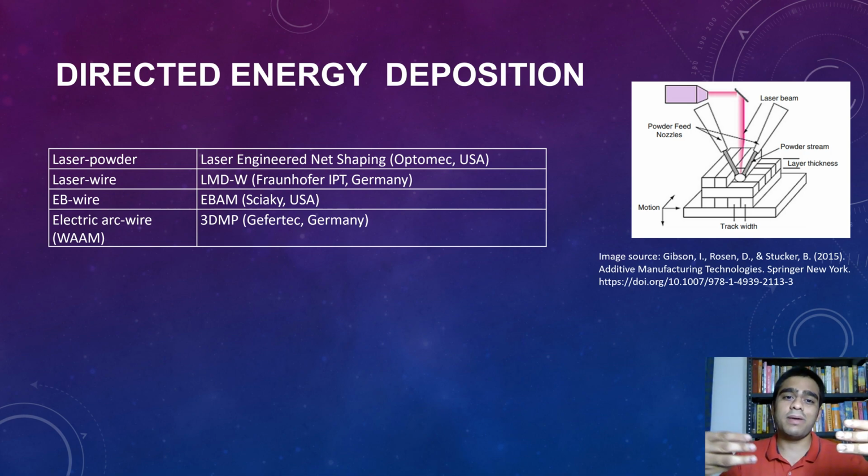Now how is my metal being input? Is my metal input in the form of powder, or is my metal input in the form of wire? On the basis of these two and these three, we get the classification. So the major possible classifications are laser powder, laser wire, electron beam wire, and electric arc wire. In this way it is classified. And this WAM, electric arc wire, is mostly widely used for metal 3D printing also.